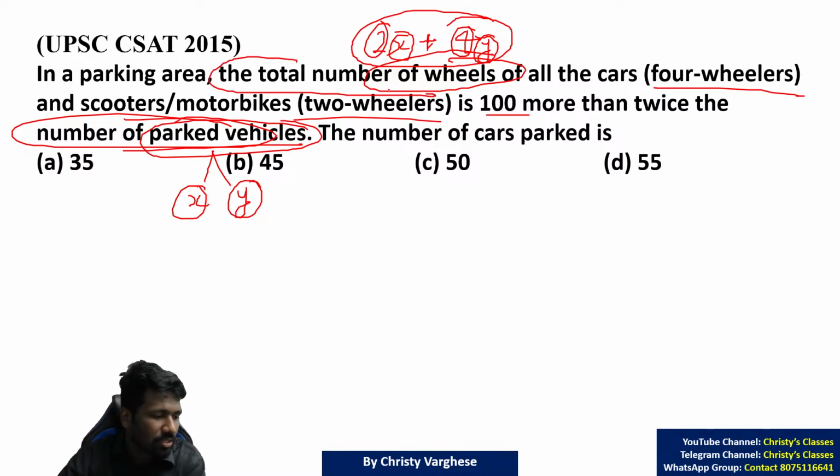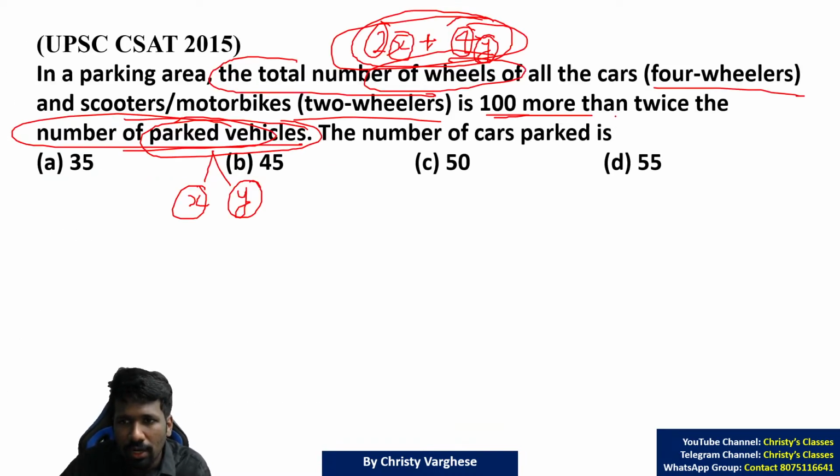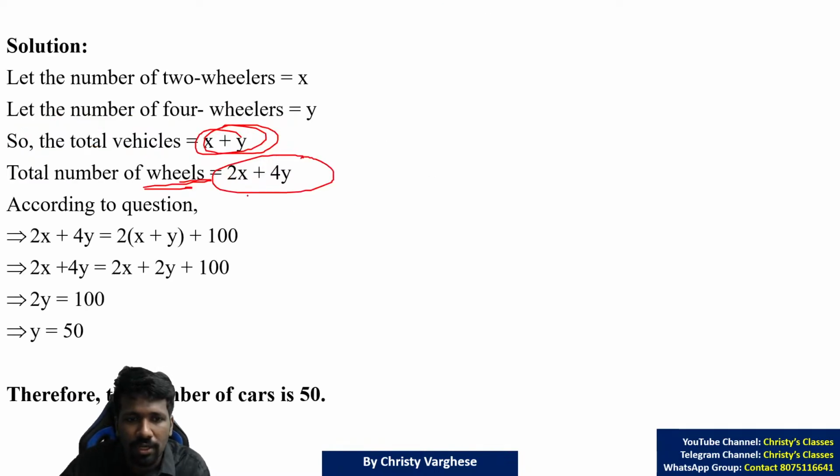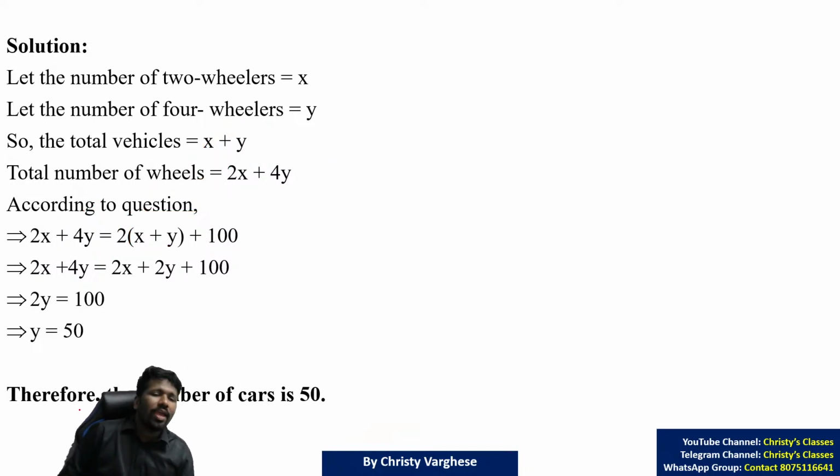So when you read the sentence, total number of wheels of all cars and motorbikes, that is 2X plus 4Y. That is equal to 100 more than twice the number of parked vehicles. Parked vehicles is X plus Y, twice means 2 times X plus Y, and 100 more than that means adding 100 to it. That is equal to the total number of wheels, which is 2X plus 4Y. So that is the equation you formed. Normally, if two variables are there, two equations are needed, but here only one equation can be created because there is no other data.